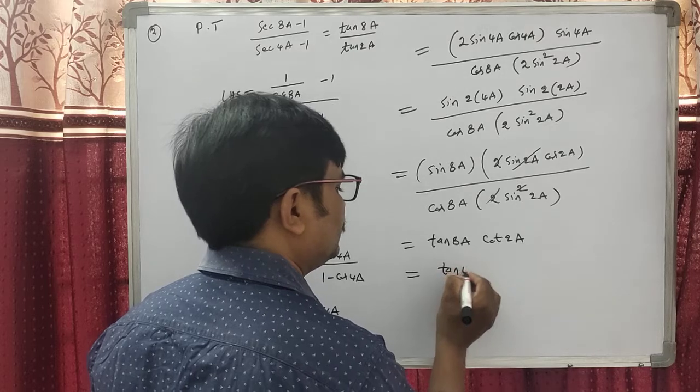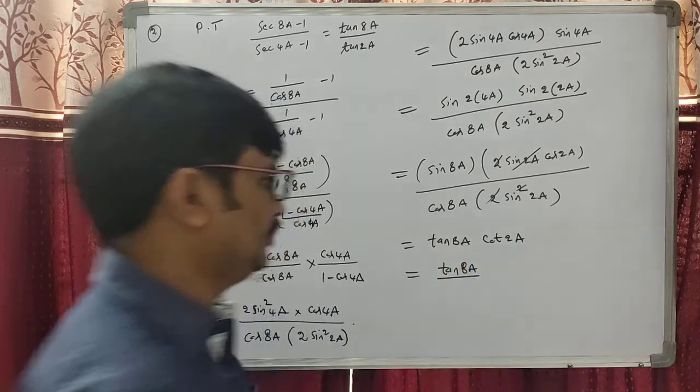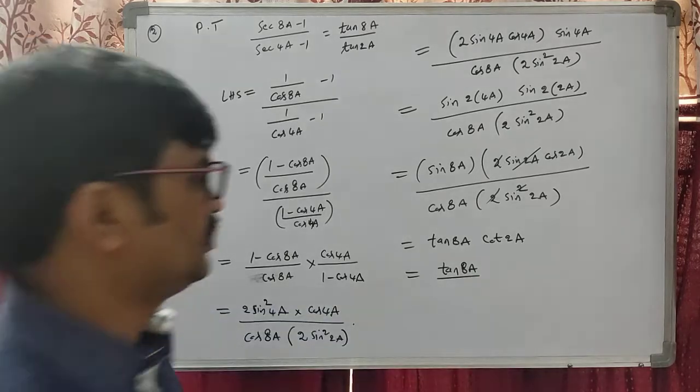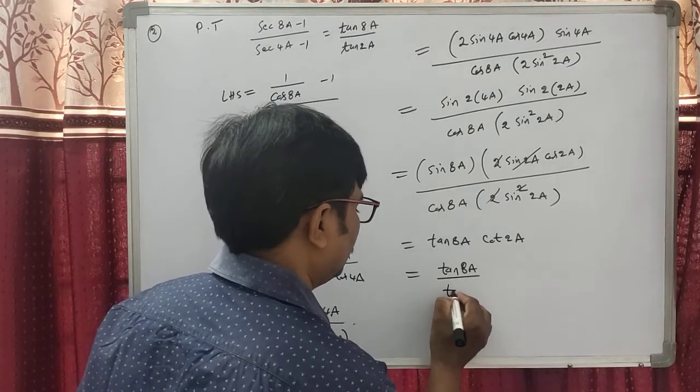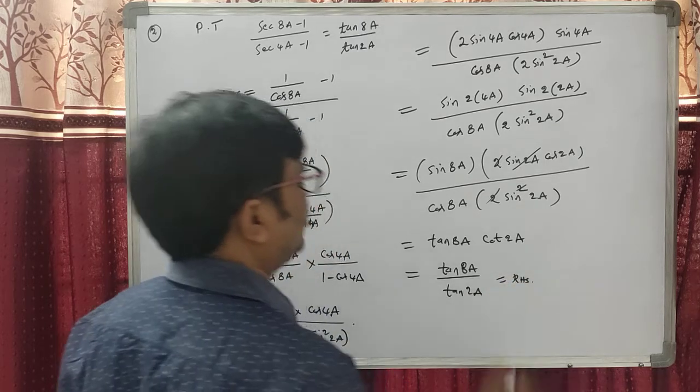Now we can write this as tan 8a by the reciprocal of cot, which is tan of 2a. This is the right hand side.